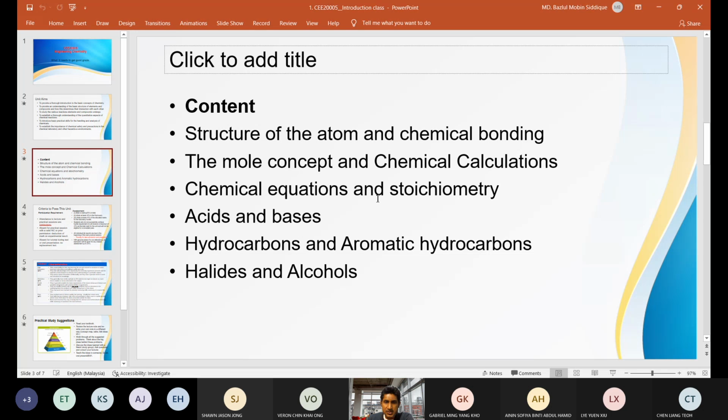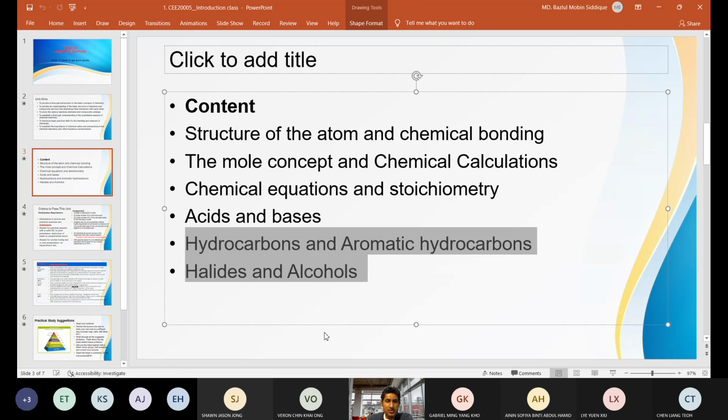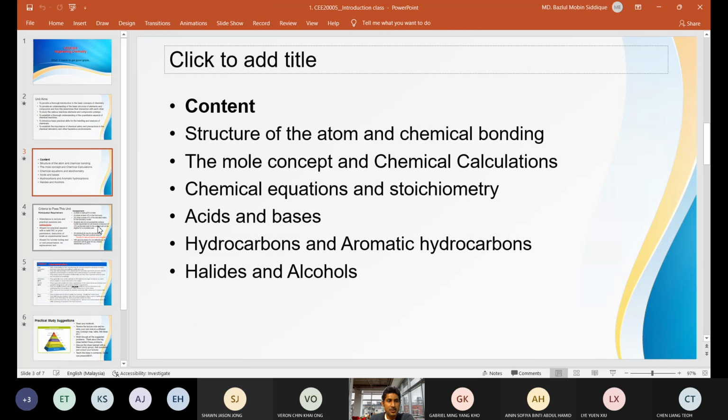Chemical equations and stoichiometry. So these are some terms that will come up. Don't be scared. Don't be worried about this. This is a simple thing. If we learn, we'll see. And acid base, and then halide, hydrocarbon, halogen, and halides and alcohols. So all these are particularly from organic chemistry. So we'll learn this after week maybe 7 or 8. We'll start something like that, depending on our progress, how fast we can complete this.